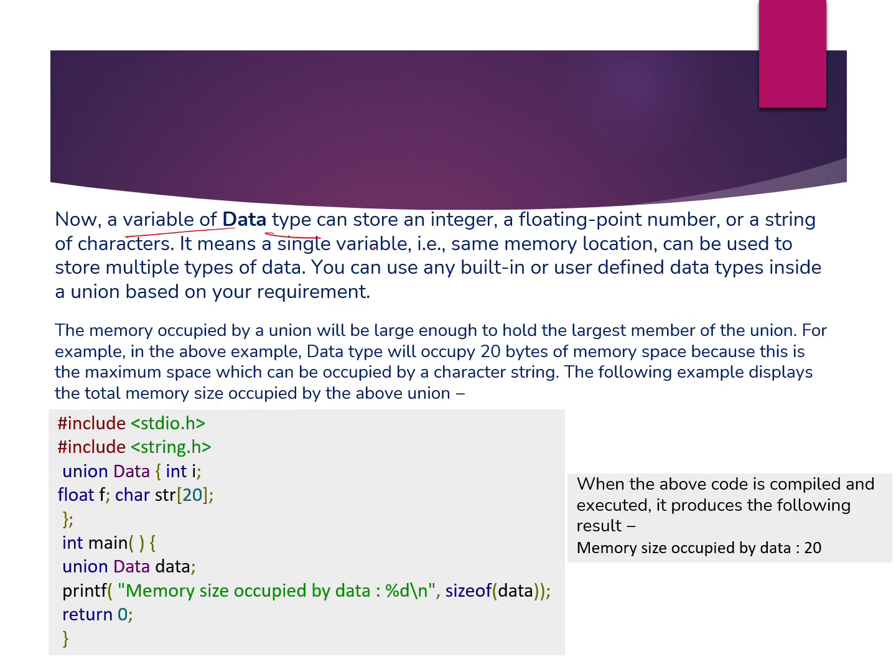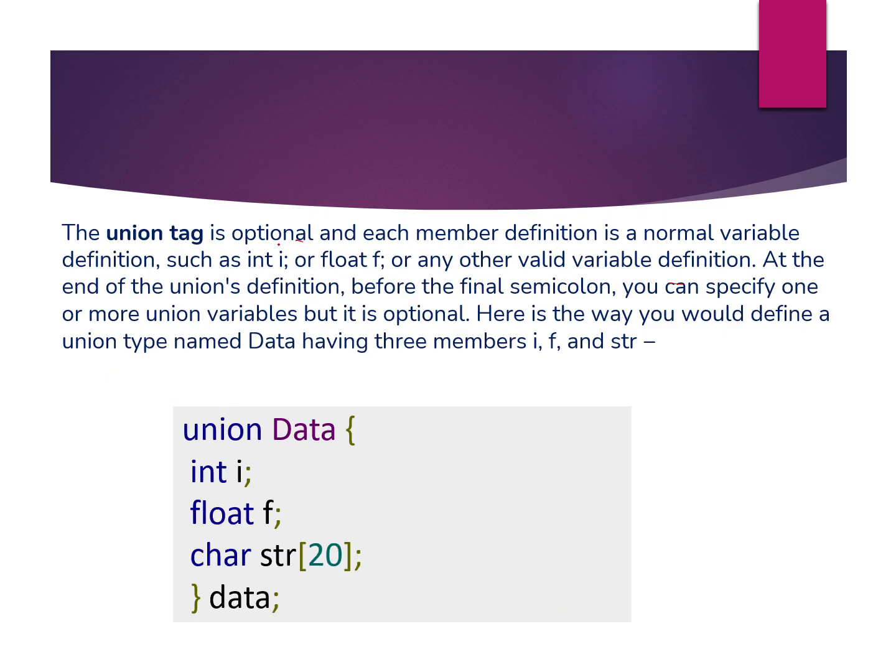Now a variable of this data type can store an integer, a floating point number, or a string. It means a single variable, that is the same memory location, can be used to store multiple types of data. So the question arises, how much memory is actually allocated? The memory is allocated according to the member with the largest size. This will take 4, this will also take 4, and this will take 1.